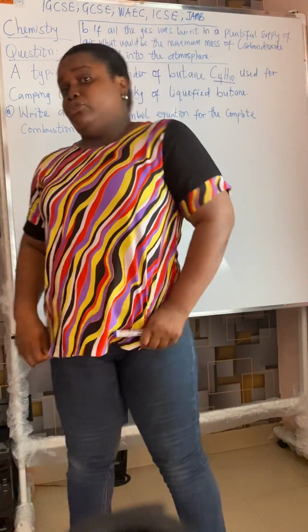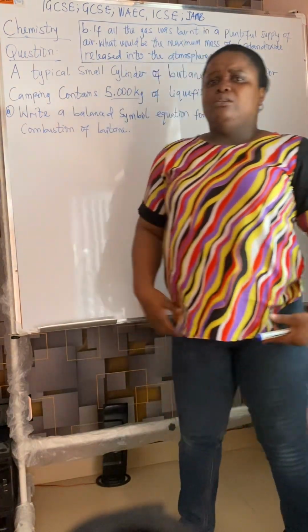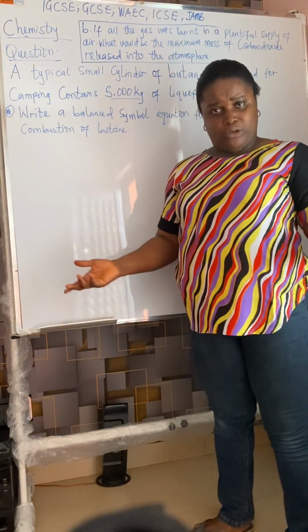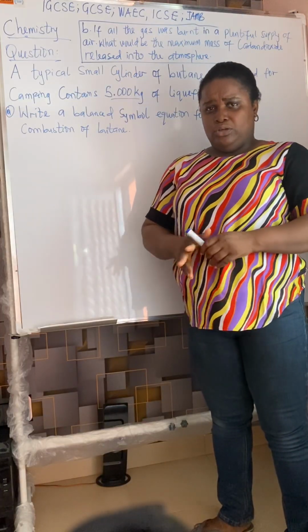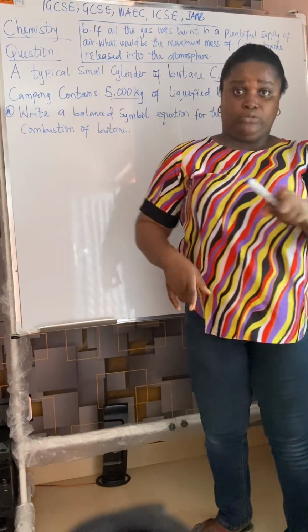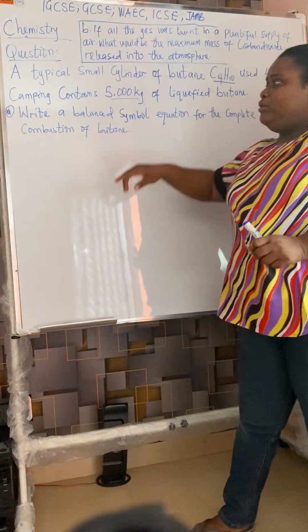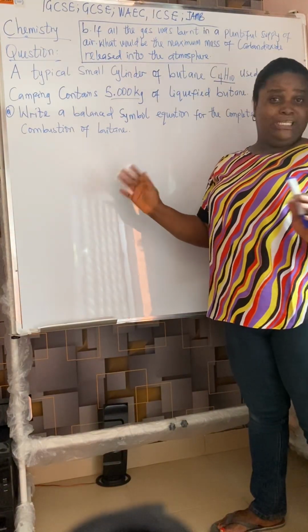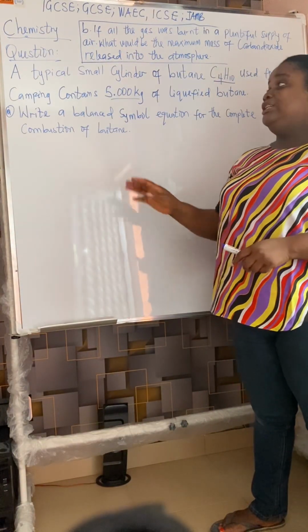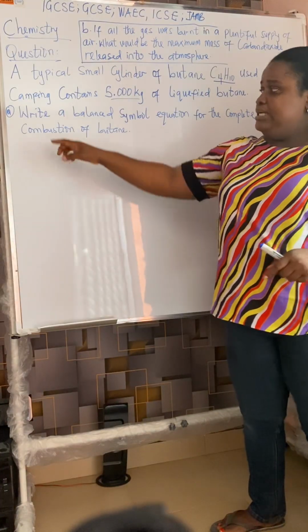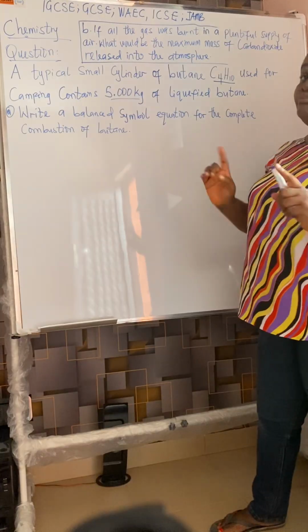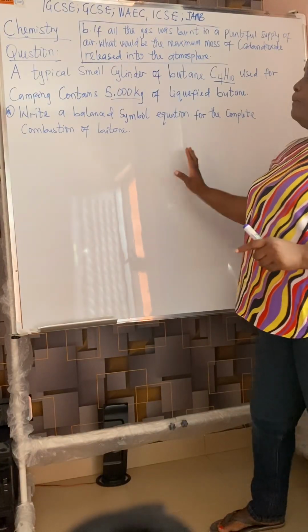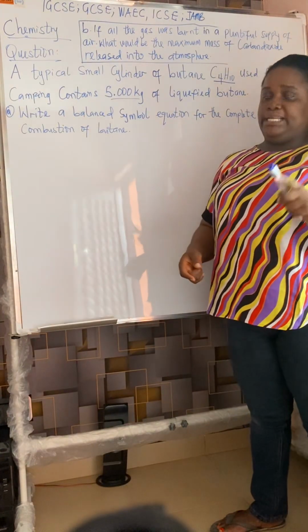Interesting. A lot of us will see this question and wonder, where is this question coming from? For those of us who are going to write WAEC and JAMB, I'm going to touch on where this will concern us. What is this? What are they talking about? There are actually two things that we will need. This is the A part of the question: write a balanced symbol equation for the complete combustion of butane.